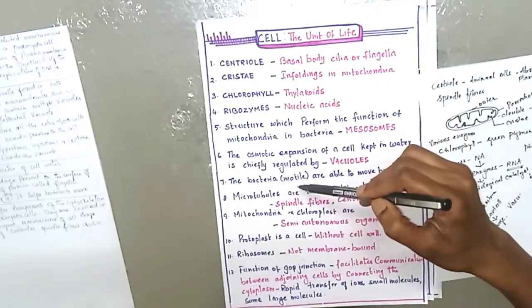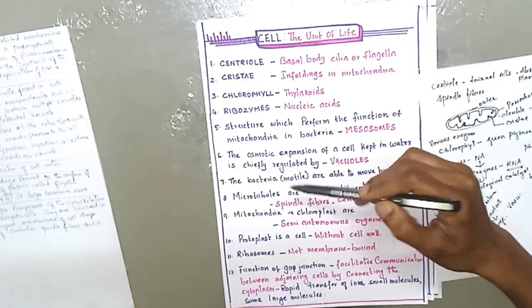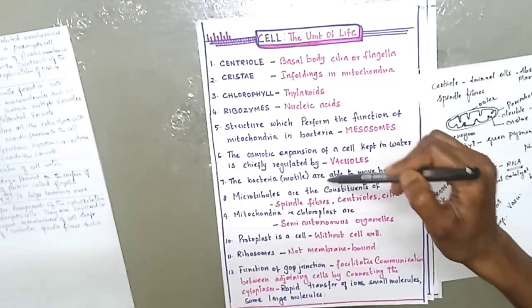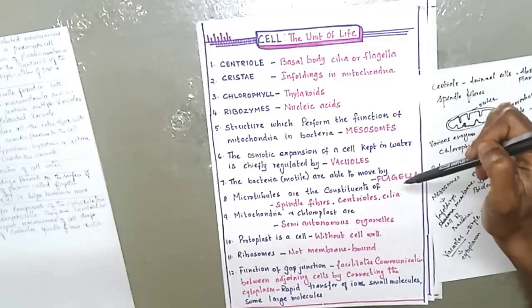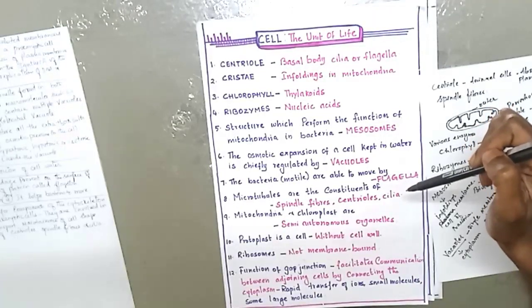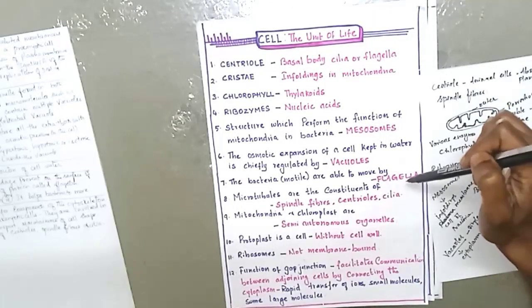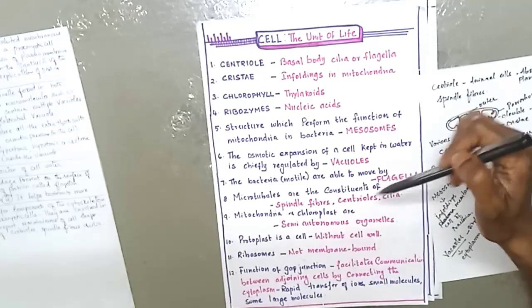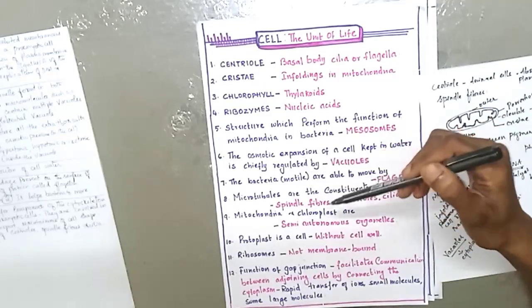Next, the motile bacteria. Motile means the bacteria which are able to move. They are able to move because of the presence of a structure called flagella. This is made up of a protein called flagellin. Flagella help in locomotion, that is, movement of bacteria from one place to another place.